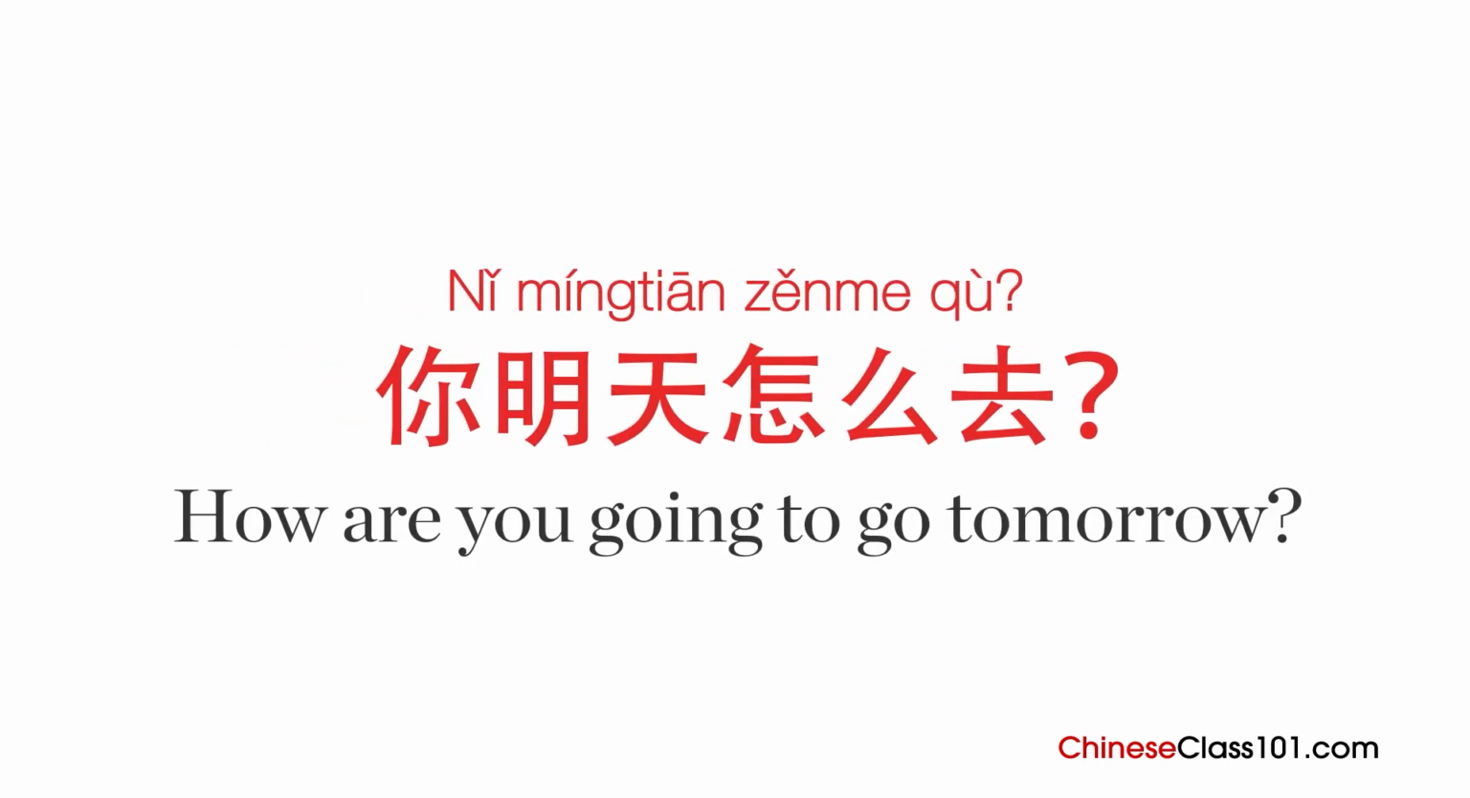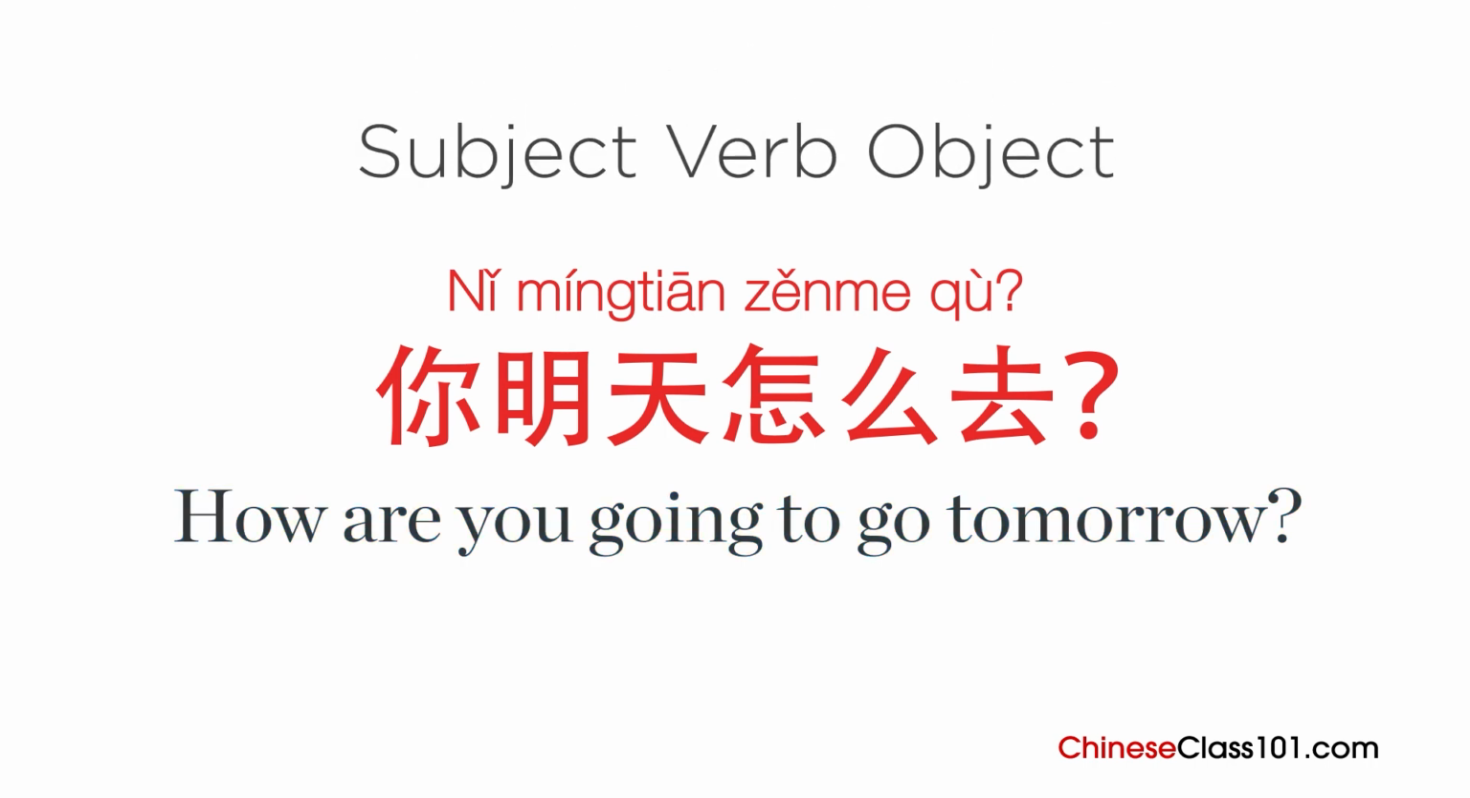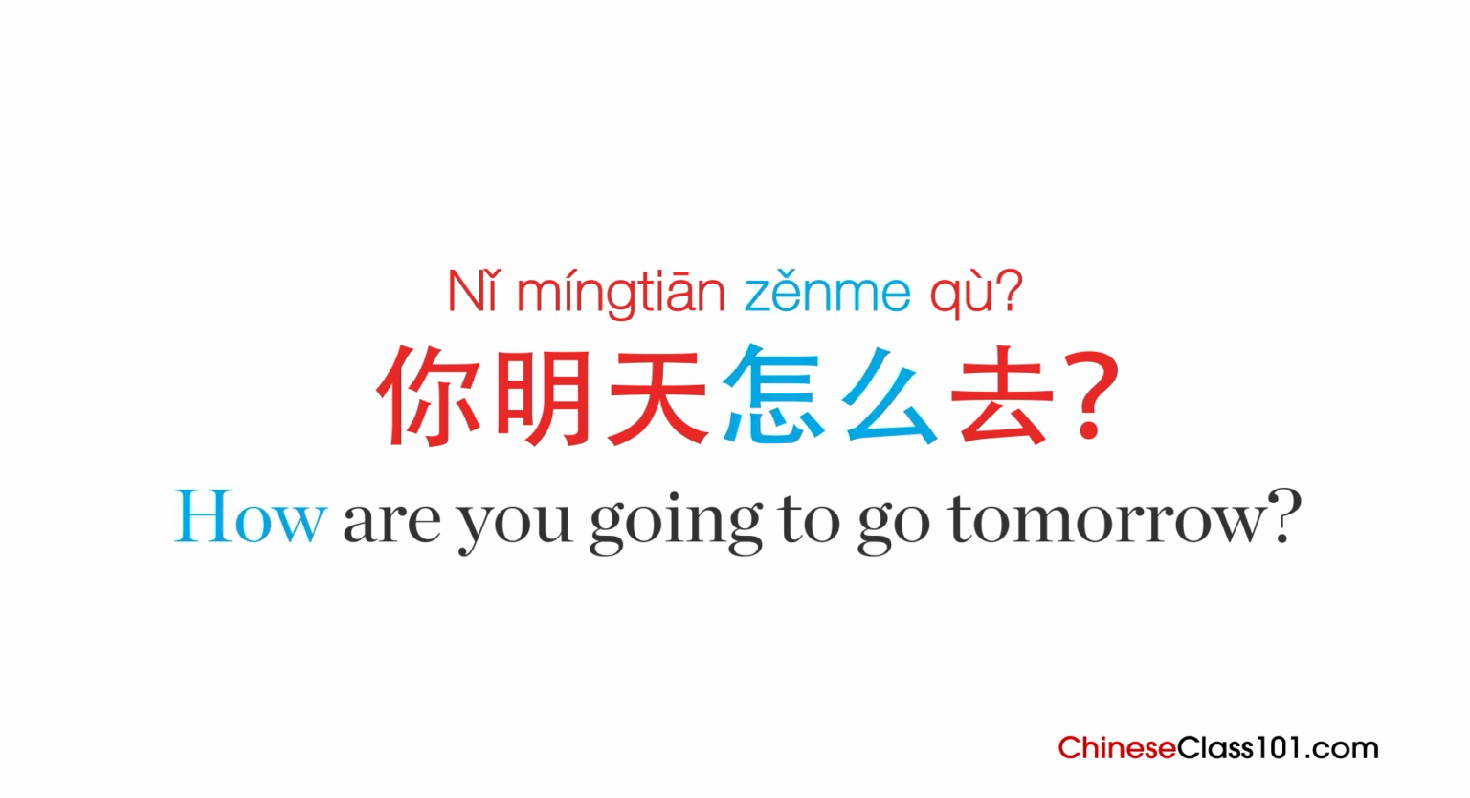If we have a sentence with both a time phrase and a question word, which should go first? Just remember, question words are always stuck with verbs. So in this case, it would be subject, time phrase, question word, then verb. 你明天怎么去？你 you 明天 tomorrow 怎么 how 去 go. How are you going to go tomorrow? Basically, questions have the same order as SVO statements. Just remember to stick the right question words in the right places. And don't forget the question mark.